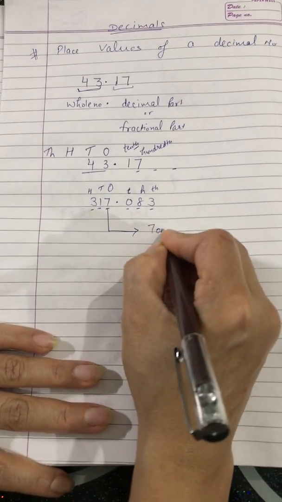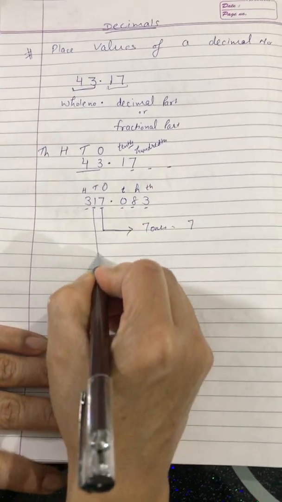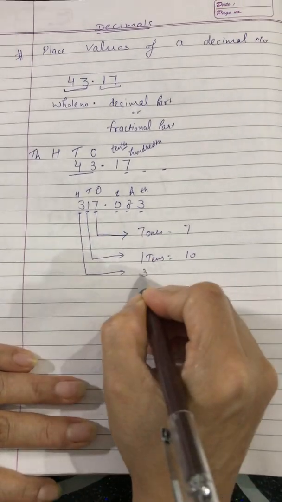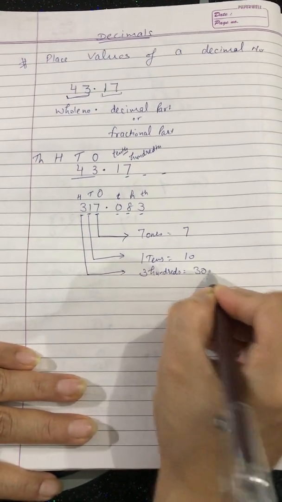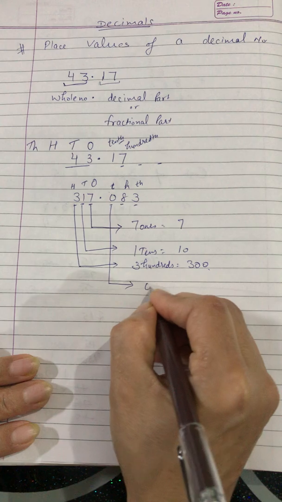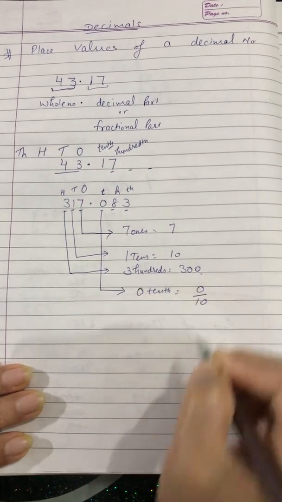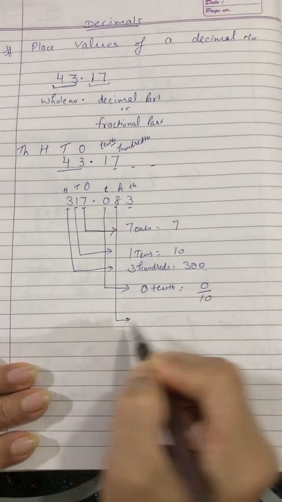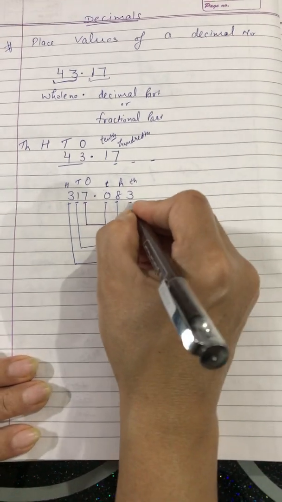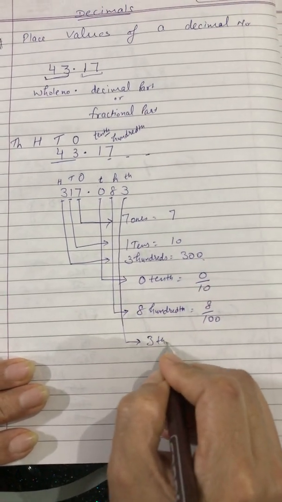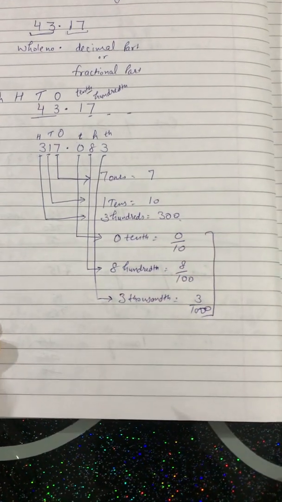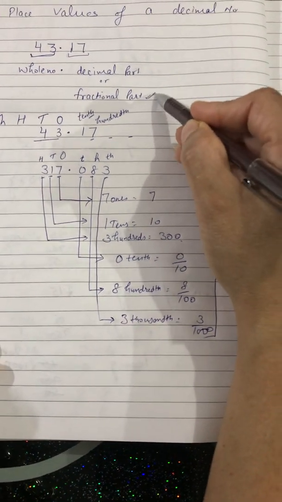As the number 7 is at the ones place, it will be 7. The digit 1 is at the tens place, it will be 1 ten, that is 10. 3 is at the hundreds place, that is 3 hundreds, means 300. Now 0 is at the tenths place, means 0 tenth, that is 0 upon 10. 8 is at the hundredths place, that will be 8 upon 100. 3 at the thousandths place, that will be 3 upon 1000. These are the place values in fraction. That's why we say it as the fractional part also.